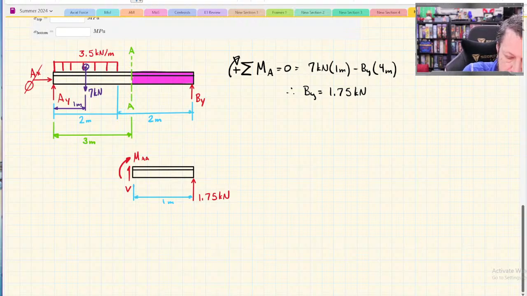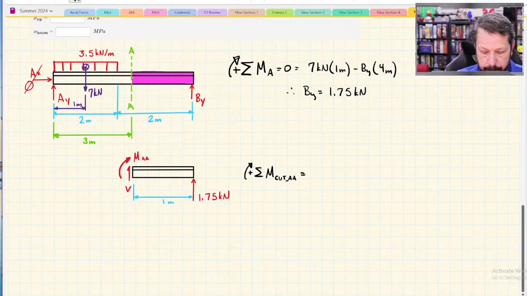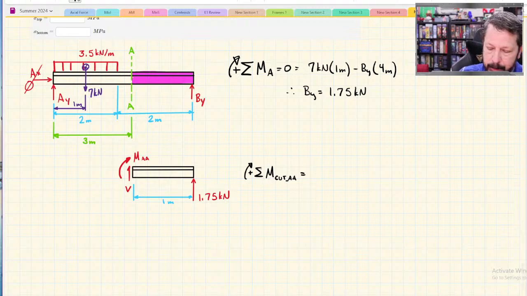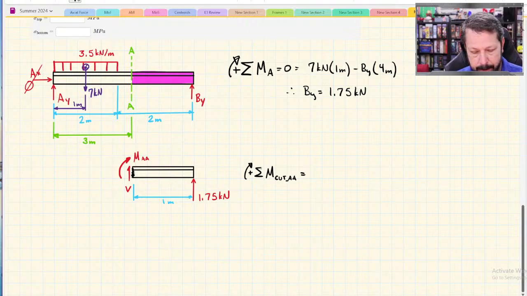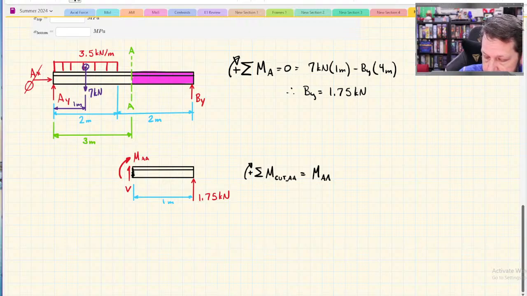So if I solve my moment equation, I would get the shear force. Oh, I guess I do need to know the shear force, don't I? Because it's going to create a, oh no, I'm doing the moment about the cut. So the cut is that little surface. So I don't need that one. I'll just have MAA, the moment at section AA.